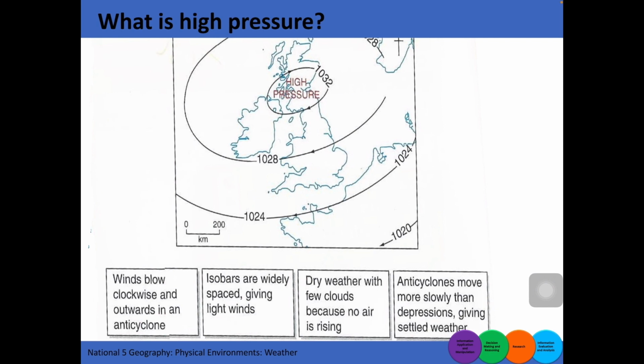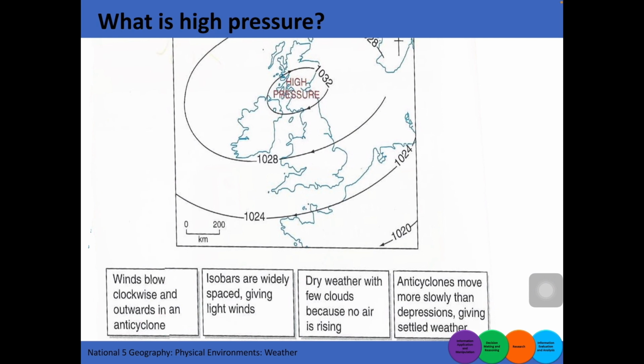In an anticyclone, your isobars are going to be widely spaced. Now, when there's a wide distance between your isobars, this means there's going to be light winds. Similar to your contour lines when you talk about mapping, when your contour lines are close together, it's going to show a steep incline or a steep gradient. When they're far apart, it shows flat land. Isobars do something similar. When they are far apart, it's going to show calm winds. When they're close together, it's going to show very strong winds.